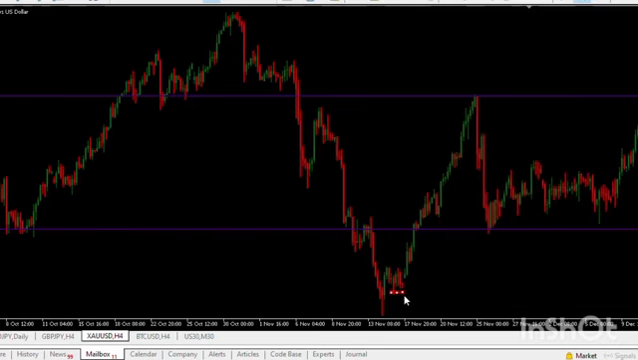It was here virtually that price broke below, but it didn't really last for long, and we had another demand zone here. So don't get confused. You can either say support or demand zone because they are both the same thing.